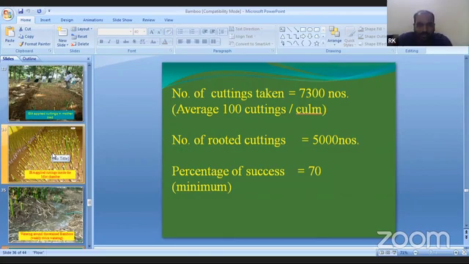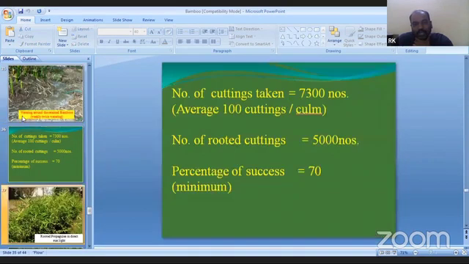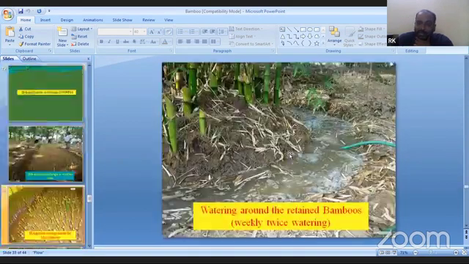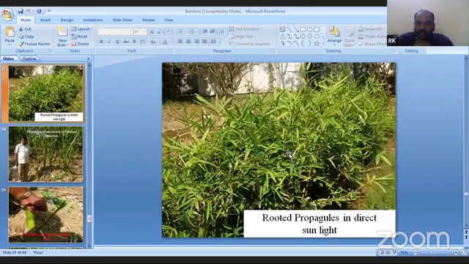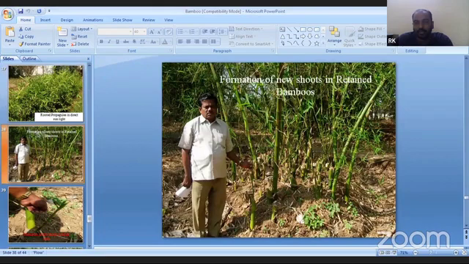The result is that after root propagules in direct sunlight, once it is rooted, then we are propagated in the direct sunlight. You see the plant after 2 feet height. Within 2 months, 2 to 2.5 feet height is possible. Then formation of new shoots retains the bamboos.